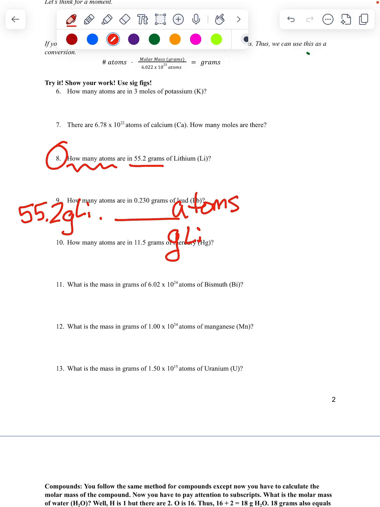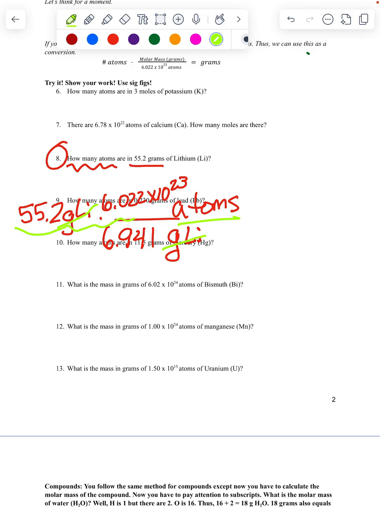Grams, periodic table. Do not give me a 1. That is for moles. Grams of lithium. And if you go to the periodic table, it is 6.941. If you can't find it, it's number 3. Atoms is 6.02 times 10 to the 23rd. And so beautifully, grams cross off, you're left with atoms.